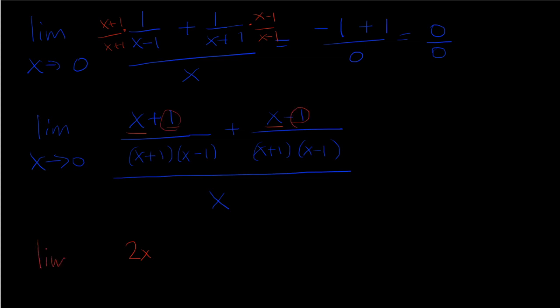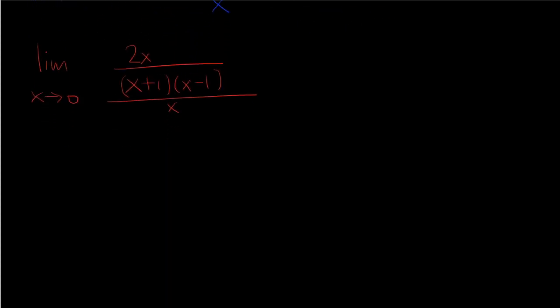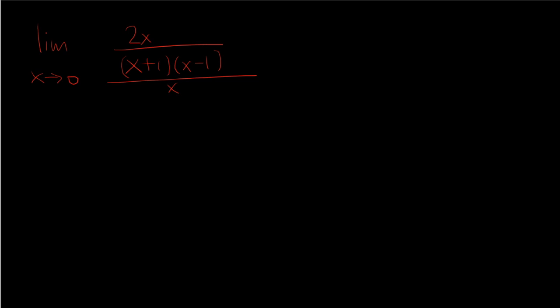So I have the limit as x approaches 0 of 2x over x plus 1 times x minus 1, all over x. This x on the bottom here is going to come over here, and that's going to end up canceling with this x. And now if I plug in x equals 0, I get 2 at the top and negative 1 at the bottom, so my final limit is negative 2.